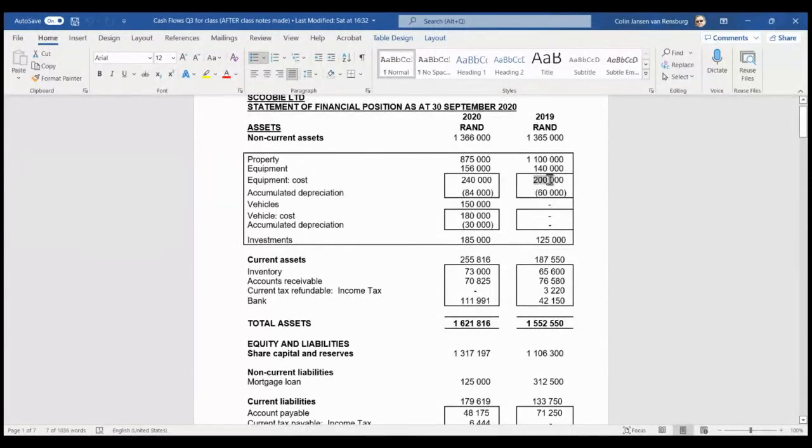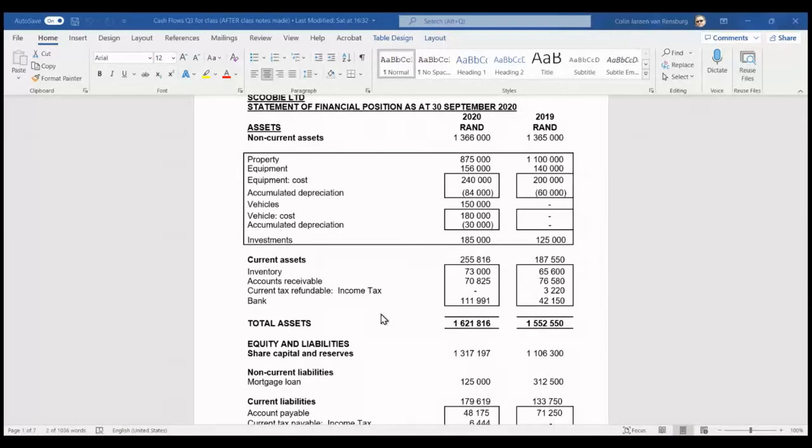We can simply look at our opening balance when it comes to the cost. In this case, it will only affect the cost because there's no disposal, only acquisition. So our opening balance at the beginning of the year for the equipment cost was 200,000. The closing balance is 240,000. They say there were no disposals. So therefore, what is the amount of the acquisitions? 40,000. Thank you, Siulisa. Thank you, Mbuso. Thank you, everyone else.